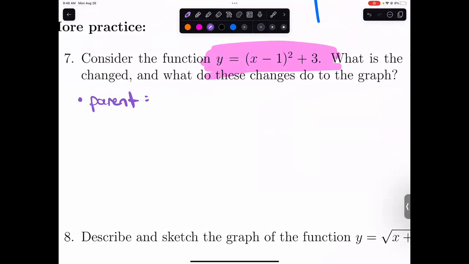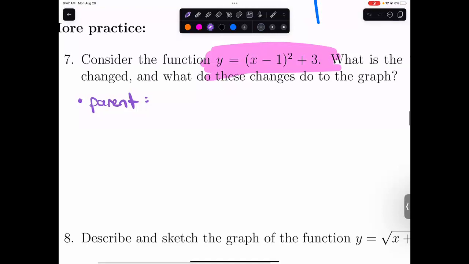How do we do that? What kind of function is this? What is that graph going to look like? A square. How do you know, Blaine? Because it's squared. Yes, thank you.